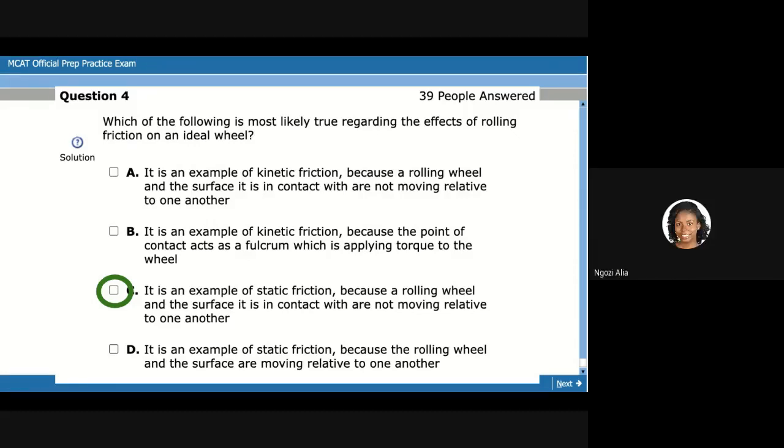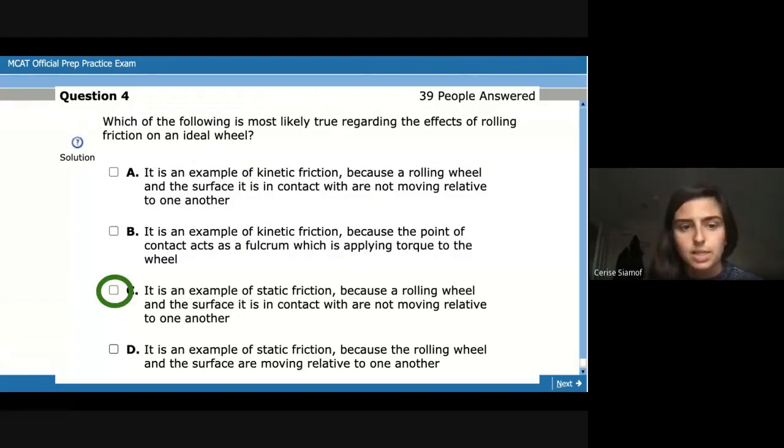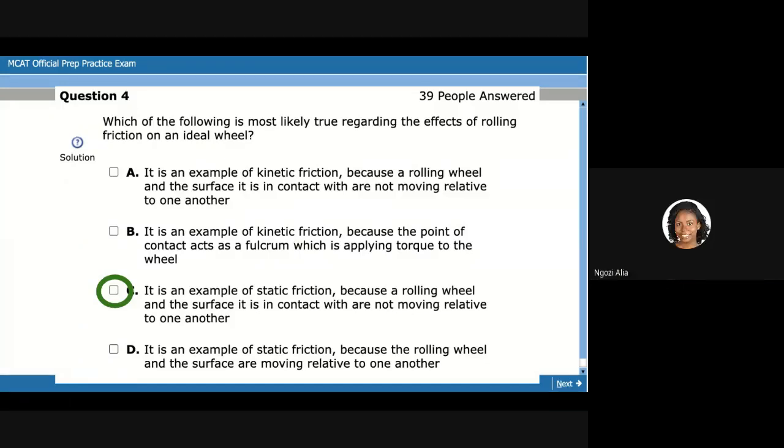Okay. Wait, why isn't it B again? Why is it not B? Because that's just the definition of kinetic friction, and it's not to do with the point of contact acting as a fulcrum applying torque to the wheel. Okay, this is like rotational force, I guess.